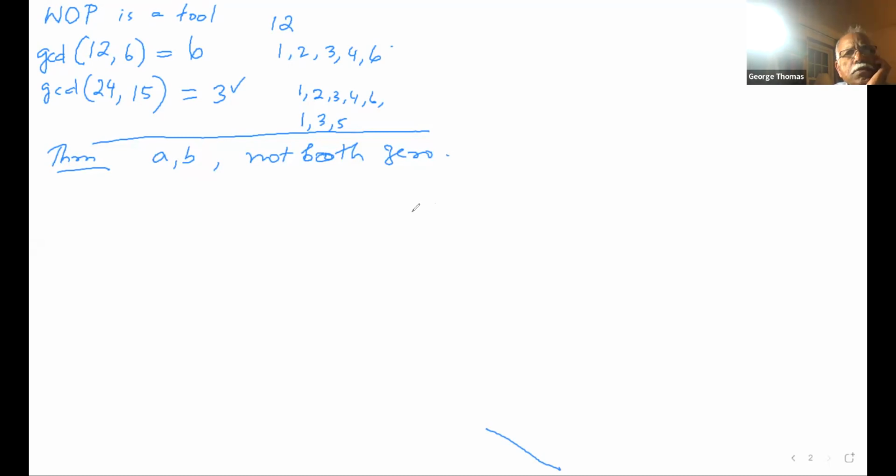If both of them are 0, there is nothing to do. The greatest common divisor doesn't exist, because every number divides both of them, right? So the greatest common divisor is nonsense. So one of them has to be non-zero. Not both 0. Well then, the GCD of A and B exists and is unique.